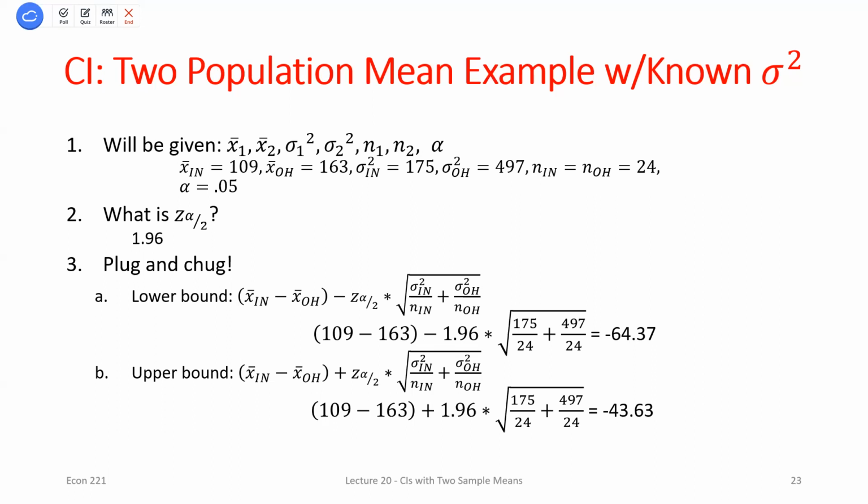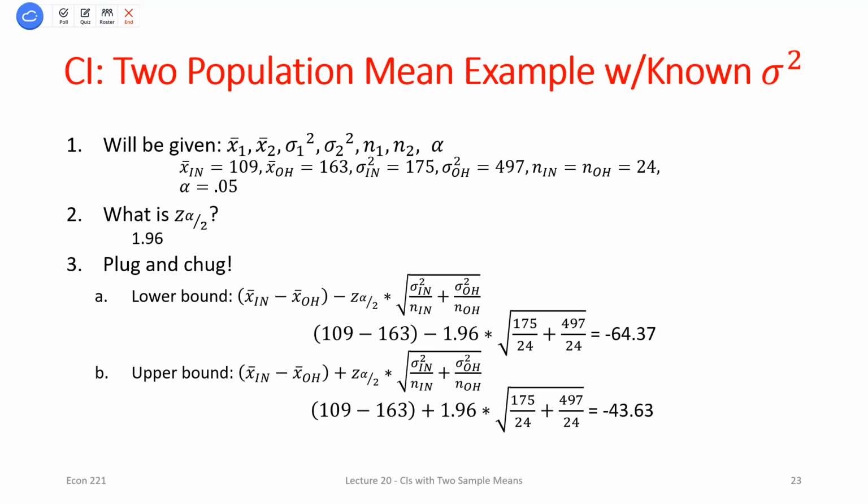So it's a little bit of interpretation of these confidence intervals now. If I'm looking at my upper and lower bound, it's -64 to -43. With 95% confidence, what statement could I make here? If I'm looking at robbery rate differences between Indiana and Ohio, with 95% confidence, I could say what is true about Indiana relative to Ohio.